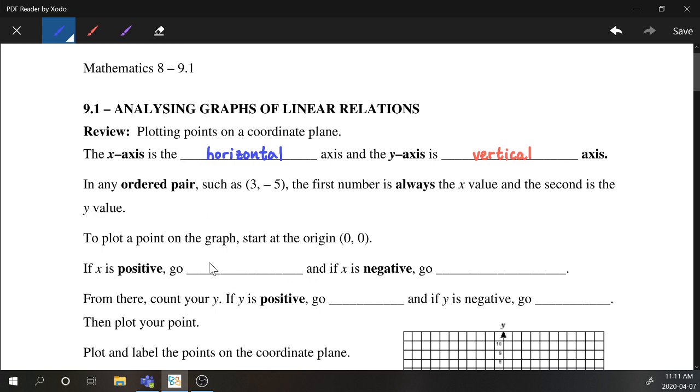For the x values, because it is horizontal, if it is positive, you'll go to the right, and if it's negative, you'll go to the left. Similarly, for the y-axis, if it is positive, you will move upwards, and if it's negative, you go downwards. So for the point we're looking at, 3, negative 5, you will move to the right 3 spaces from the origin, and then you'll move down 5 spaces in the negative direction.